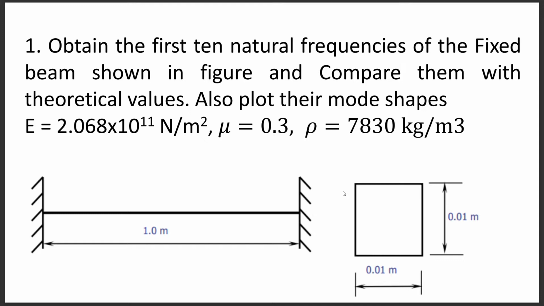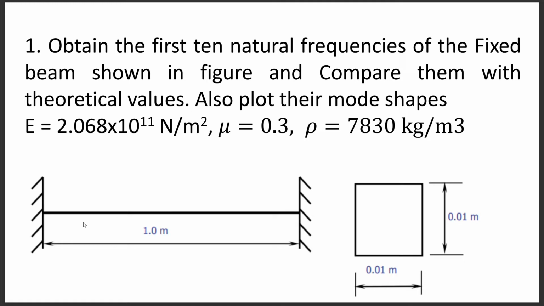The problem is, obtain the first 10 natural frequencies of the fixed beam shown in the figure and compare them with the theoretical values. Also plot the mode shapes. The provided values are modulus of elasticity equal to 2.068 × 10^11 Newton per meter square, Poisson's ratio equal to 0.3, and density of the material equal to 7830 kg per meter cube.